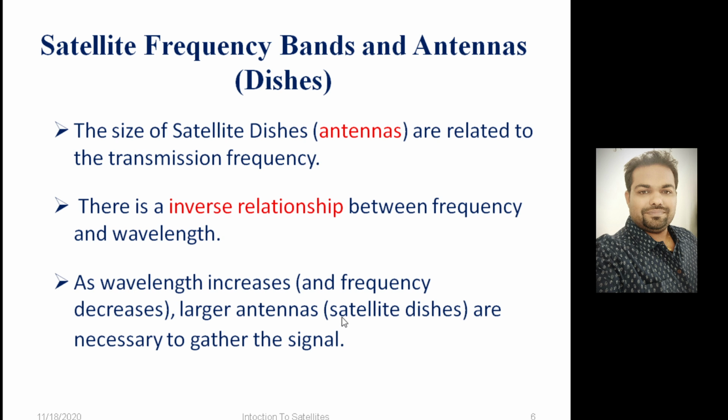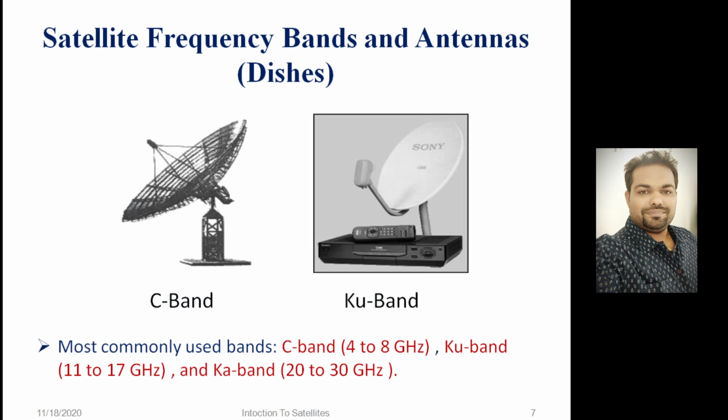So larger antennas, particularly satellite dishes, are necessary to gather the signal, because the satellite is at a very great height, right? From that height, if your frequency is coming, then the wavelength will be more, right? Length will be more, so frequency will be less. In order to get sufficient signal, your antenna size should be big enough to capture it. That's why larger antennas are needed to gather the signals from the satellite.